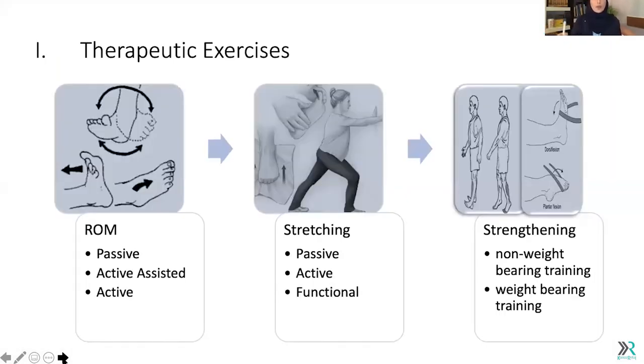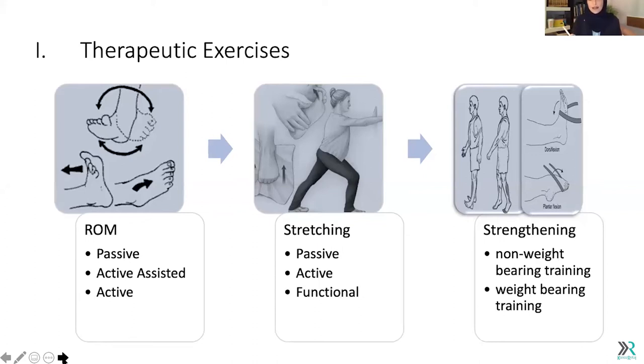So we should start with therapeutic exercises. We usually start with passive range of motion for patients who have paralysis, progressing to active assisted exercises using some tools, and then finally to fully active exercises. Stretching exercises are very vital for the calf muscle and Achilles tendon because they prevent contractures and marked tightness.